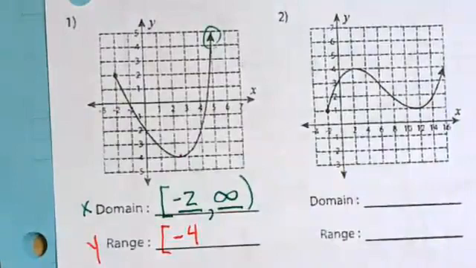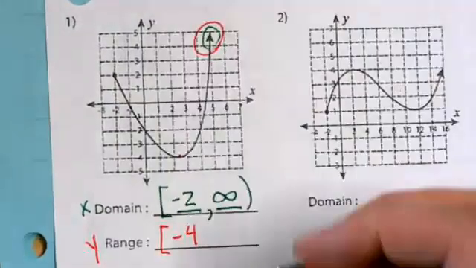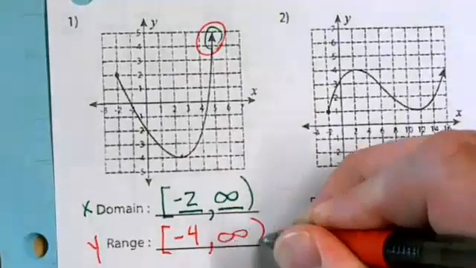So that's where it starts at the bottom. Where does it end at the top? How high does this graph go? It keeps going up and up and up and up and up forever. We would call that infinity, which always gets a parenthesis.